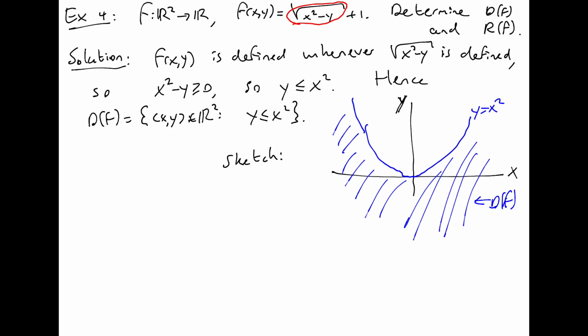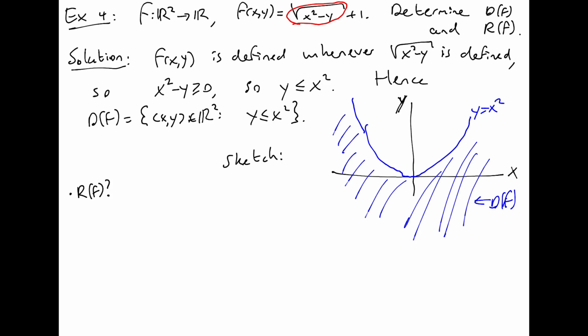So that is going to be the domain of f. And here we see in a sketch roughly what the domain of f looks like. It's a big part of the plane. It's everything below this curve y equals x squared. Okay, so that's the domain, both the set builder notation as well as a picture of it. So now let us consider the range.